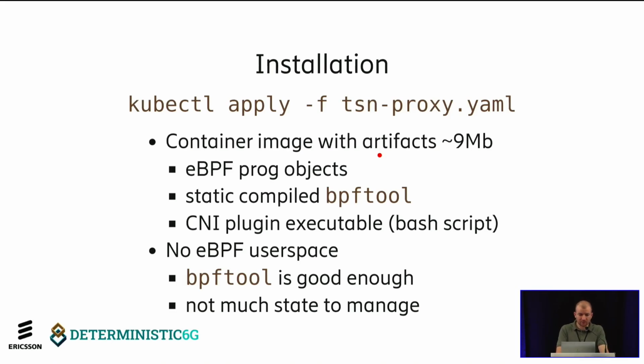But in the end, we rendered this into a small container image, which has the eBPF programs and a statically compiled bpftool, since we are relying on that heavily, and we needed the latest version, because only the latest version supported the TC egress program attach at the time of writing. And the CNI plugin is just a bash script. We don't use any user space part. Everything we do can be done with bpftool.